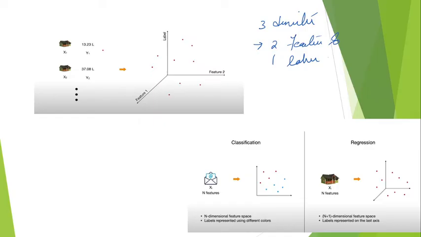We have got 3 properties: feature 1, feature 2, and label. That is a 3-dimension diagram, with 2 features and 1 label. Then how do you identify that? That is how we go for different paths, for classification and regression. N dimensional features are available, and n minus 1 dimension features are available for that one.